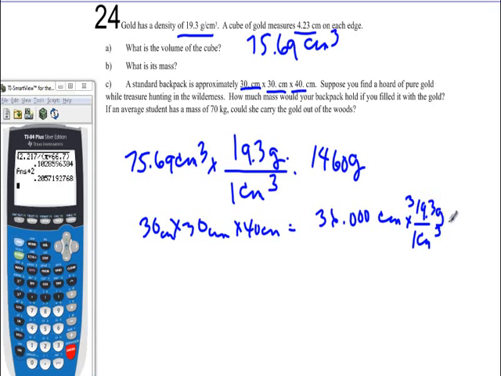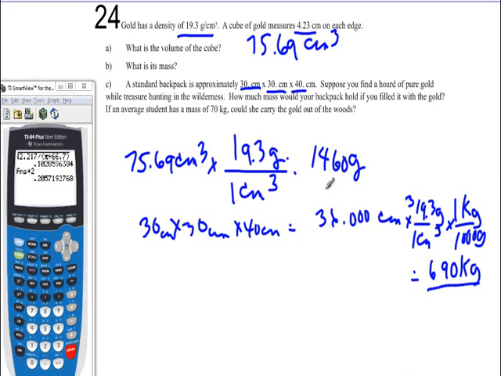So I'm still on B. I'm trying to figure out the mass of this gold here. And I know that 1,000 grams is 1 kilogram. And if I multiply this out, I get 690 kilograms. Now, alright, I'm back. So 690 kilograms.